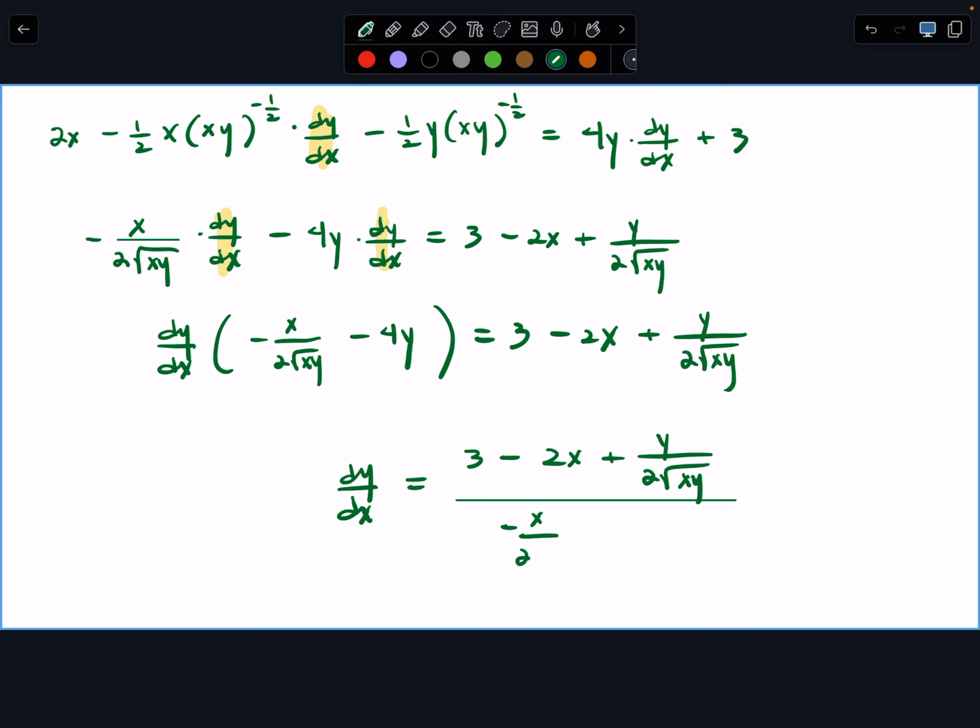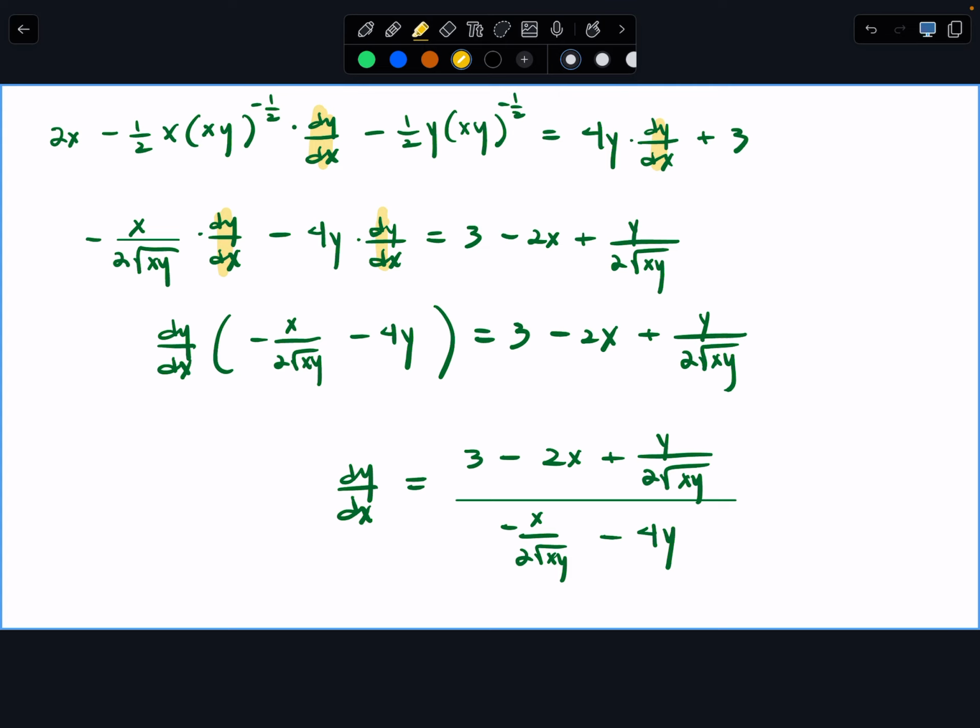How did you go from the first step on the screen to the second step? Wait, how did you get 1 plus 8 in the bottom? Oh, you moved the 2x. Let's see if I got it. I just got all of the dy over dx's on one side and all the other terms on the other. How did you just subtract?